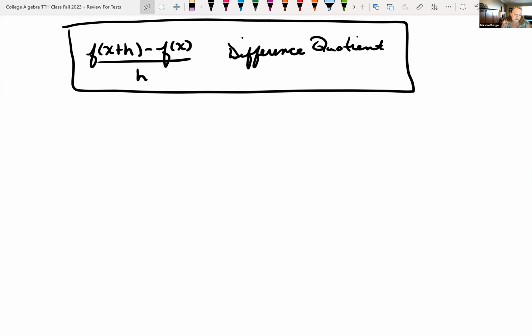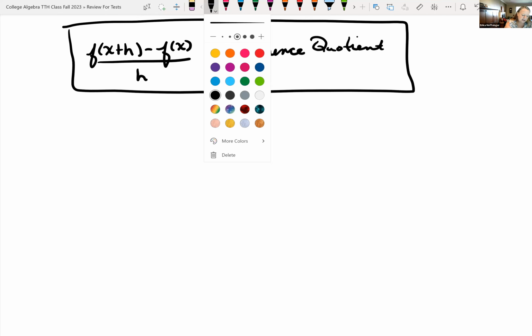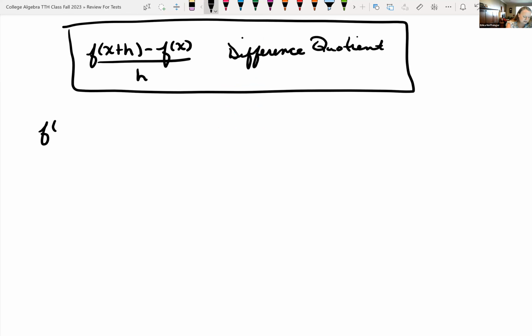The difference quotient is something that I want you guys to know, that you'll use a lot when you're in calculus, or at least at the beginning of the semester. Recall the difference quotient is f of x plus h, in parentheses, minus f of x, and both of those are all over h. For instance, let's say that you had f of x is equal to x squared minus x minus 1, and it asked you to find the difference quotient of f of x.